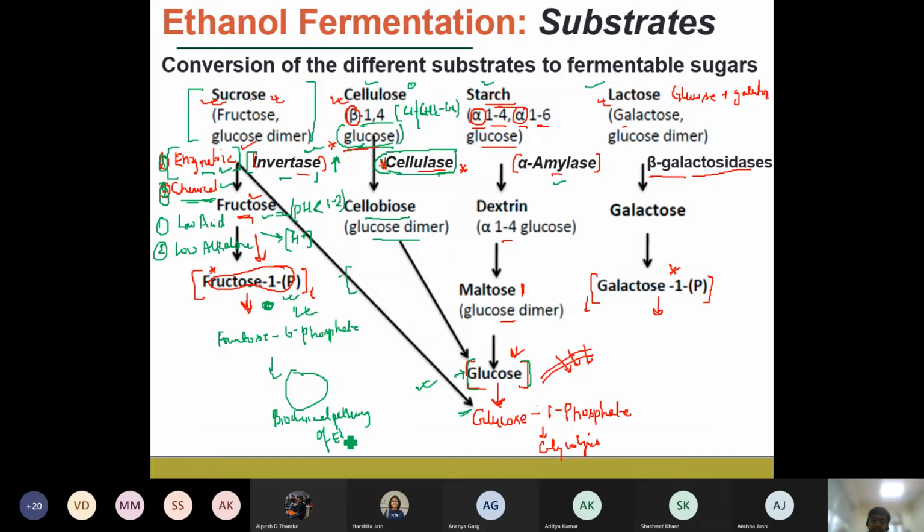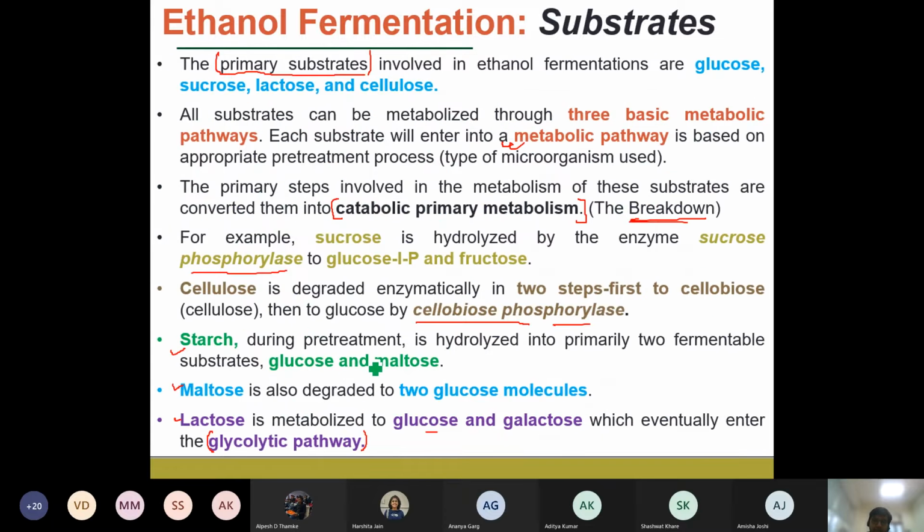Like this, different sugars enter at different points. Cellobiose is converted into glucose, starch is converted into glucose, and sucrose is converted into glucose and fructose. Fructose enters at fructose 6 phosphate, as we have seen in that biochemical pathway, and glucose gets converted to glucose 1 phosphate, and then enters the glycolysis pathway. So different components are produced, and they enter at different stages of the biochemical pathway.